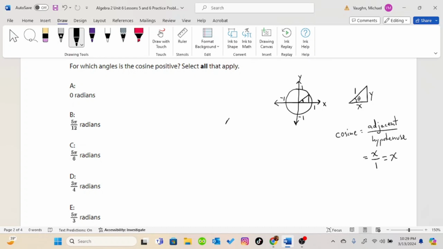So now if we draw a new unit circle to look at, point A is at 0 radians. That is our starting point where x equals 1. X is positive, therefore cosine is positive. So A is a correct answer.